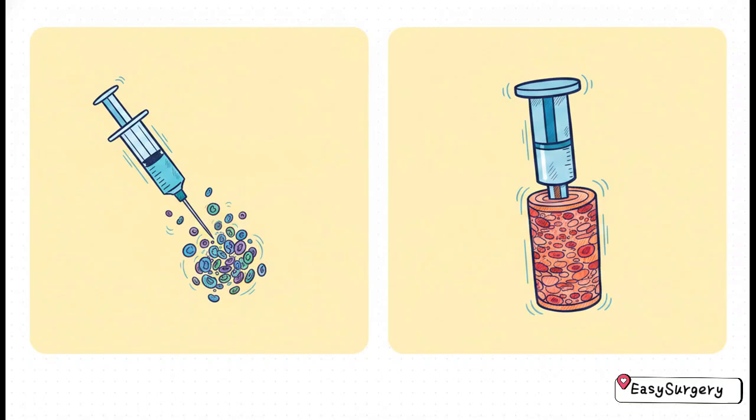Because the structural architecture of the tissue is preserved, pathologists can definitively tell if a cancer is simply in situ, like contained, or if it's actually become invasive. Plus, it lets them test the tissue for hormone receptors, which literally dictates the patient's entire treatment plan.